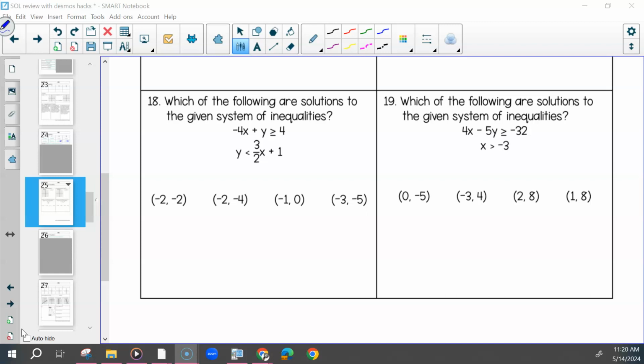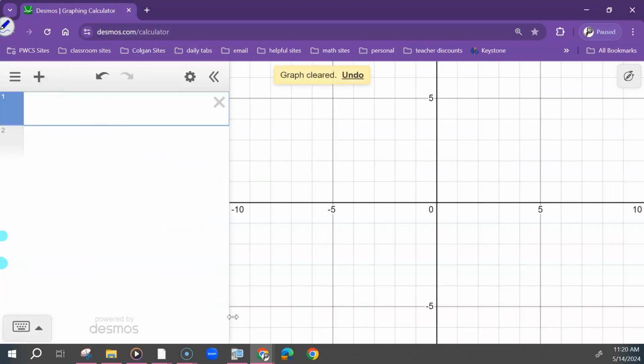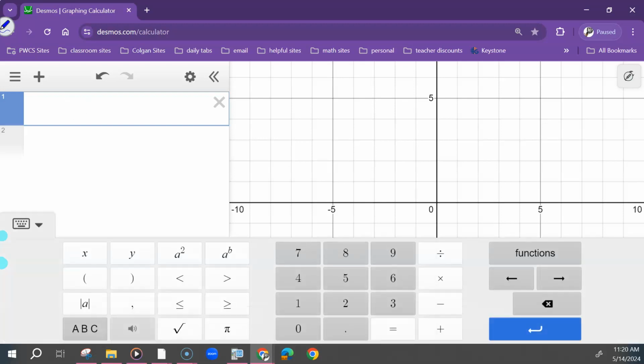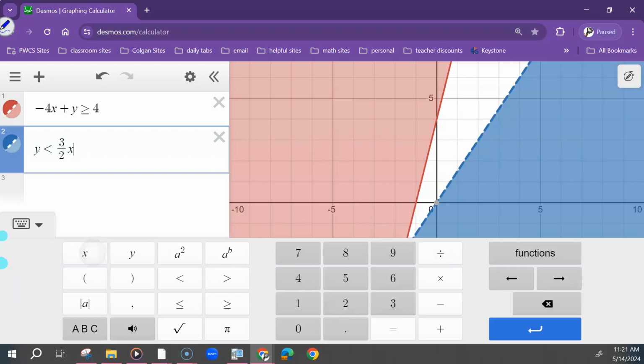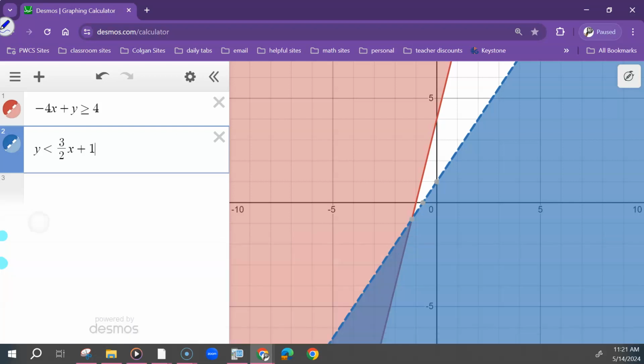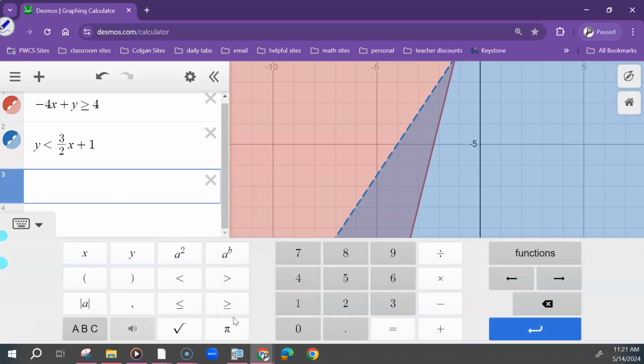So put both of these into Desmos, and we're going to just put the ordered pairs in. So we have these two. You're looking for where they overlap, and do any of these points fall in that overlapping? So you could type them in and see, do they fall in there? Or just kind of look at it, estimate it to see if it does.